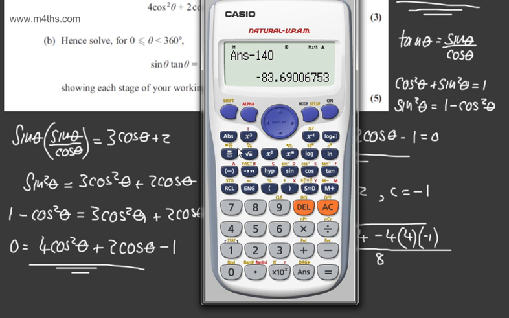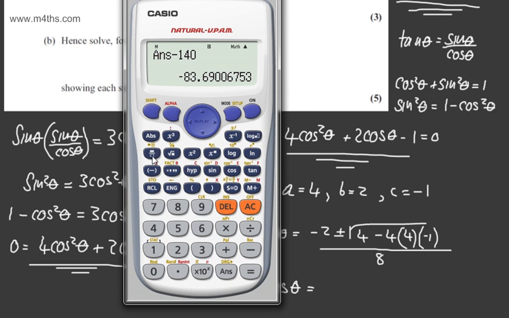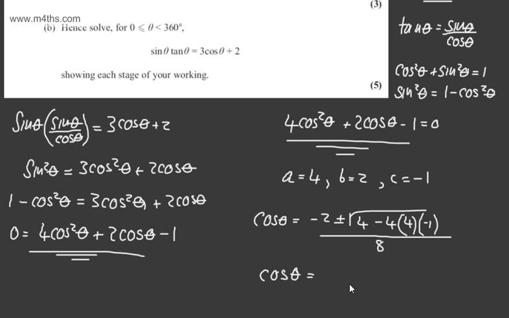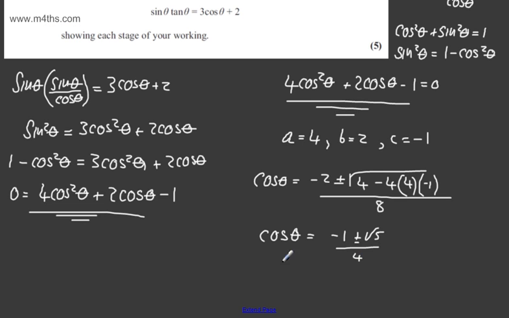So let's go ahead and do this on the calculator. So we want now -2. We'll start with the positive. We're going to have 4 minus 4 times by 4 times by -1, and that will all be over 8. So we're going to have now -1 plus root 5 over 4. So we'll write this in. -1 plus the root of 5 over 4, and then the other one will give us the negative. -1 minus root 5 over 4.